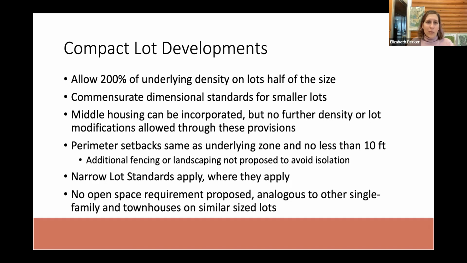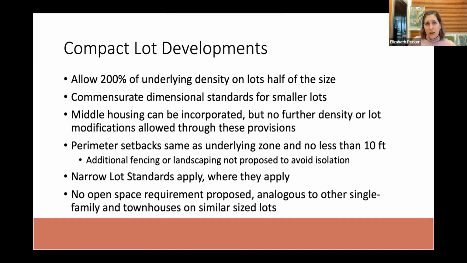Oh, and let me just back up real quick. Keep in mind that one of the main features of these compact lot developments is to take some of the pressure off the cottage code right now. There could be 2 options to develop these smaller homes on smaller lots: either the existing cottage track if you want to do more of a clustered development, or this compact lot development if the desire is for more of a traditional street frontage and grid layout.